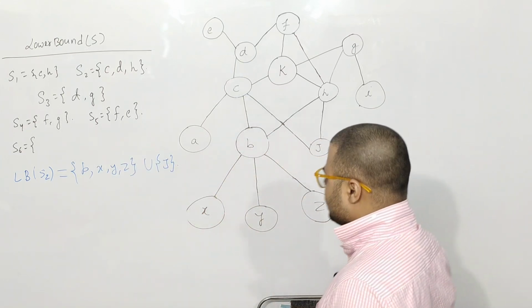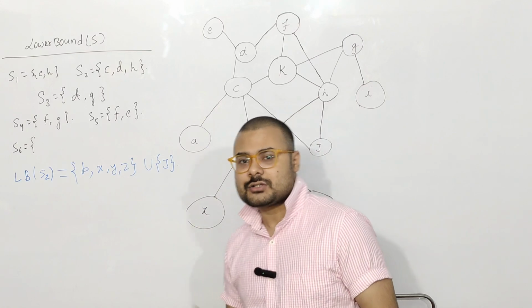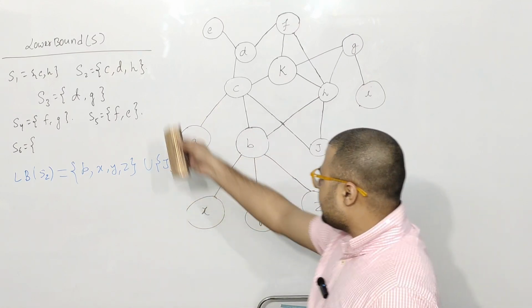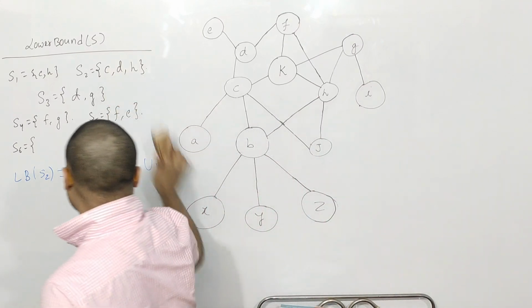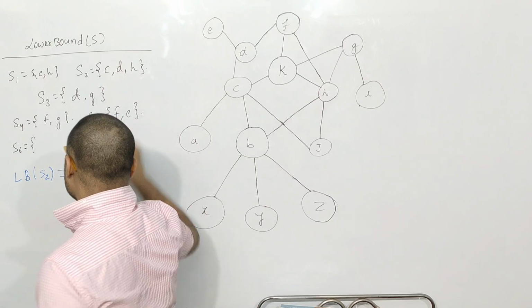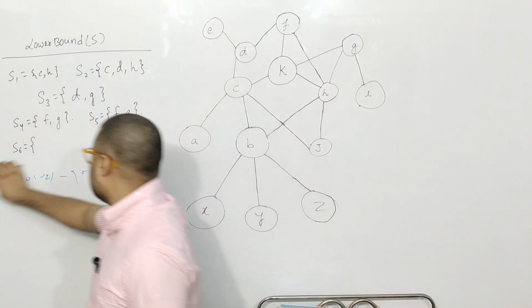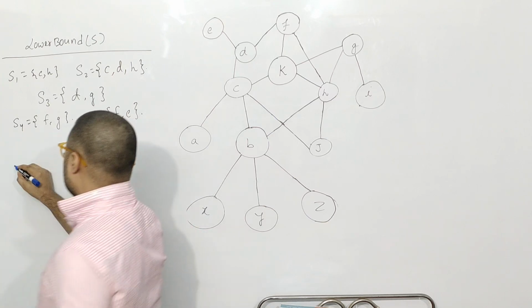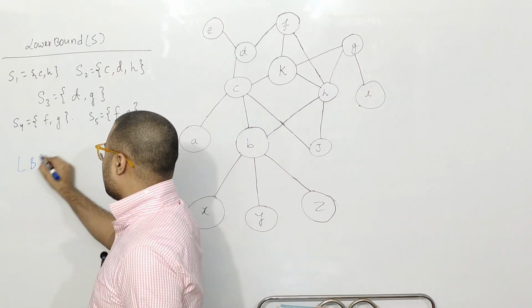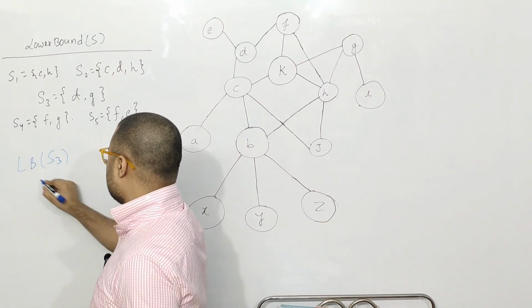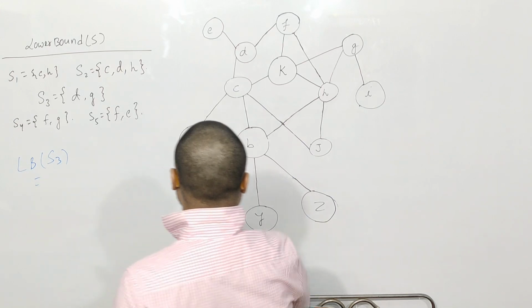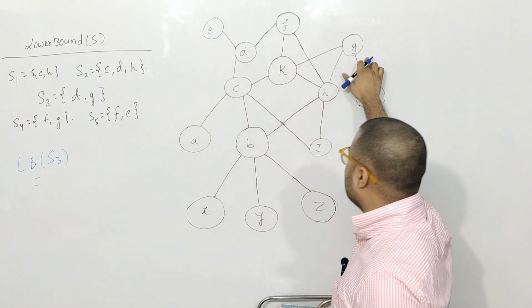Okay. Now let's look at... So there is not going to be any greatest lower bound. Let's look at S2, which is C, D, and H. S2 is done. Let's look at now S3, D and G. Then lower bound of S3 is equal to D and G.